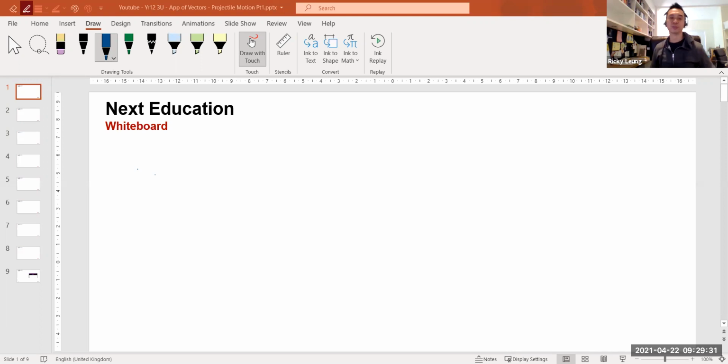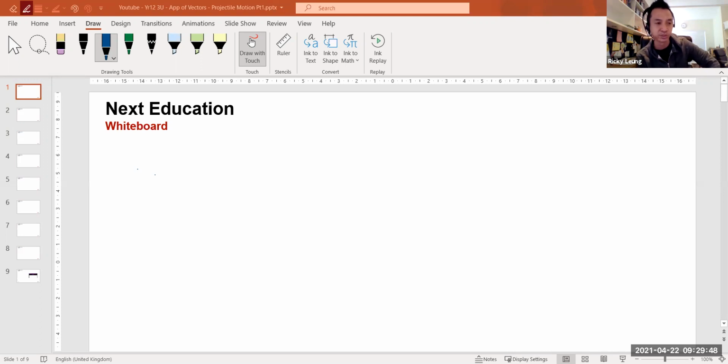So today we're going to do possibly the hardest, if not one of the hardest topics in the Extension 1 syllabus, and that's projectile motion. So last week we did forces, which was part of the applications of vectors topic.